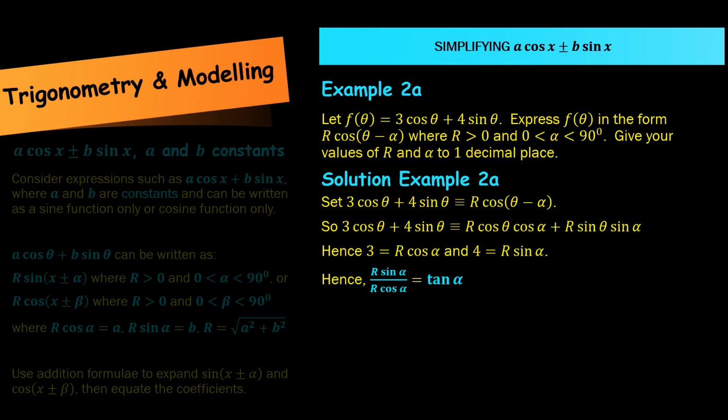Hence we have that R sin alpha over R cos alpha equals tan alpha, which is equal to 4, which is the value of R sin alpha, over 3, which is the value of R cos alpha. If we inverse tan this expression, we have that alpha equals 53.1 degrees.